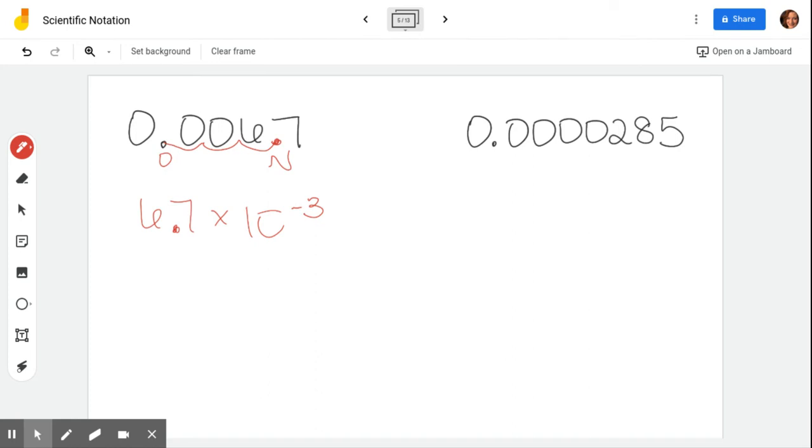Let's try the next one. Non-zero digits would be 285. Decimal after the first, write times 10. Okay, go up to your original number. Here's where we put it. This is the new one. Here's where the old one is. I'm going to count new to old. Spell the word no. 1, 2, 3, 4, 5. But I spelled no backwards. I moved to the left. So instead of a positive 5, it's a negative 5.